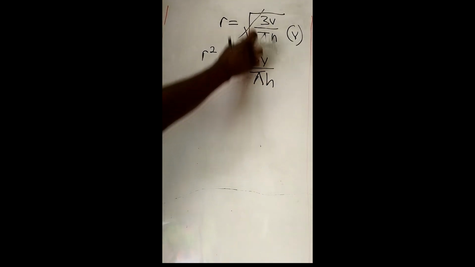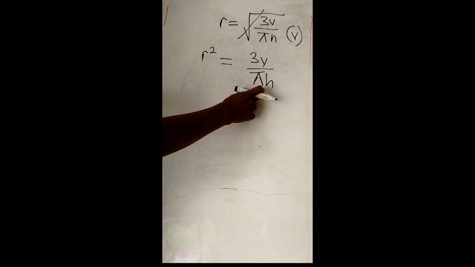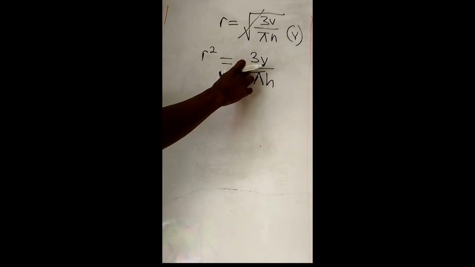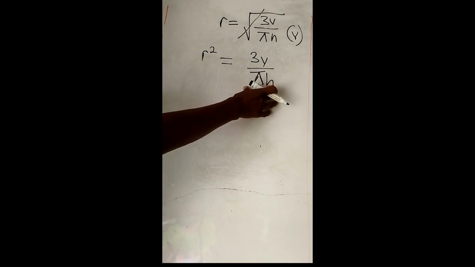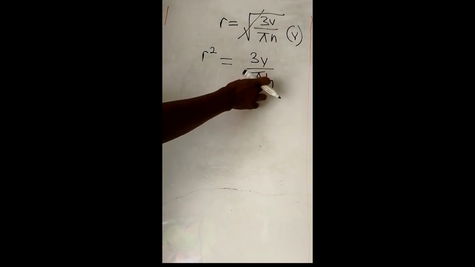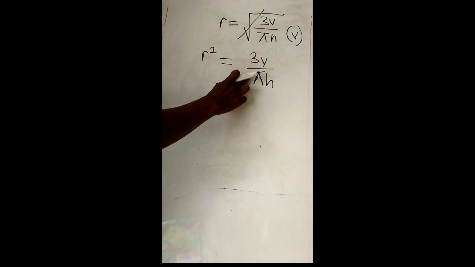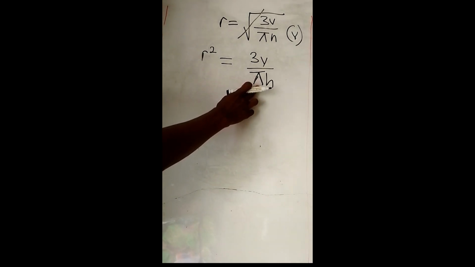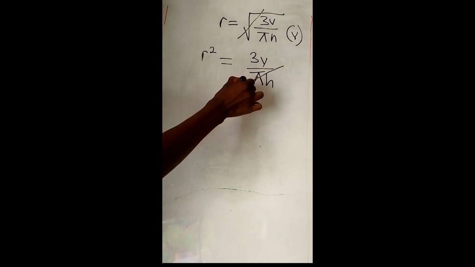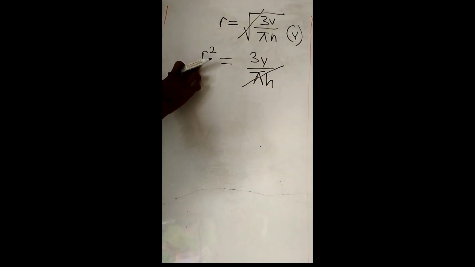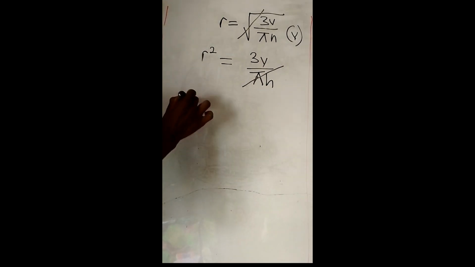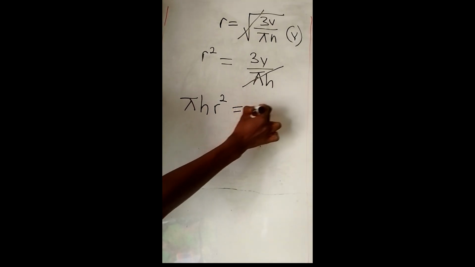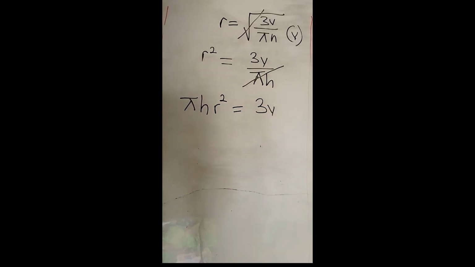Now, the next thing to remove would be pi h. Okay, after removing the square root, the next thing to remove will be pi h. The relationship between pi h and v is division, and I told you that anytime you want to remove any parameter, you have to do the opposite of the relationship on the other side. The opposite of division is multiplication. So to get rid of pi h, all I'm going to do is to cross out pi h here and then multiply on this side. So I'm going to have pi h multiplied by r squared will be equals to 3v.